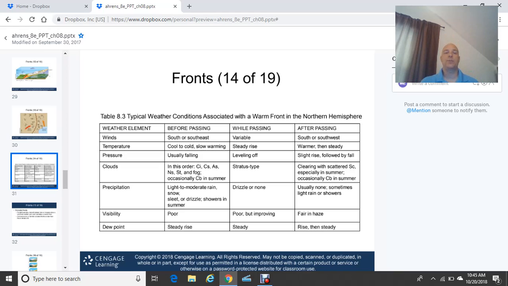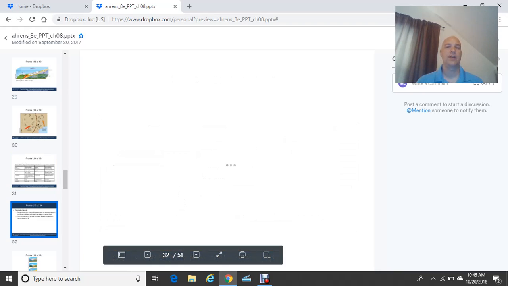Visibility with warm fronts before passing, usually very poor. While passing through, poor, but then it steadily improves. And then after passing with warm fronts, the visibility becomes fair. You sometimes get haze. And then the dew point, which is the amount of moisture you have in the atmosphere. Before warm frontal passage, it's a steady rise. While passing, the temperatures remain fairly steady. And then after the warm front passes through the area, you'll get a rise in the dew point and then steady. Okay.